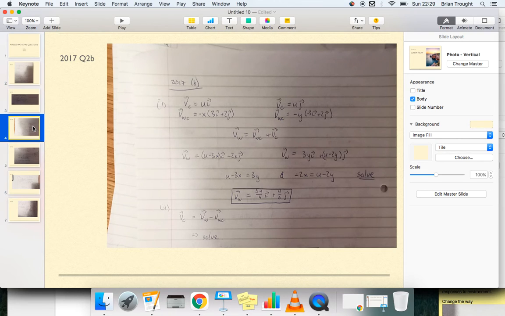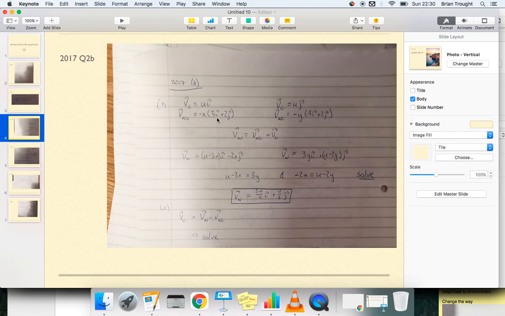Part B is an apparent wind question. So the velocity of a cyclist is u in the i direction, and then we're told that the velocity of the wind relative to the cyclist appears to come from the direction 3i plus 2j. If it comes from that direction, it goes in the opposite direction, hence the minus. And if we remember, velocity is speed by direction. We have the direction, so we need to multiply it by the speed, which is why I've got minus x by the direction.